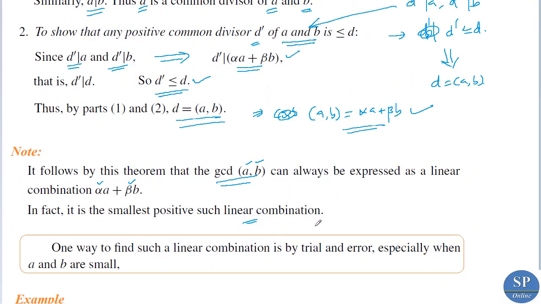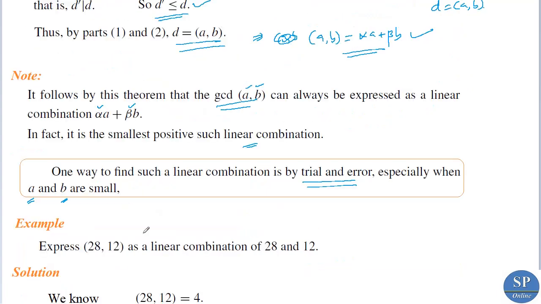Now, if we are given two integers A and B, how do we find such linear combinations? One way of finding a linear combination is by trial and error. It can be used if A and B are small. For example, express the GCD of 28 and 12 as a linear combination of 28 and 12.